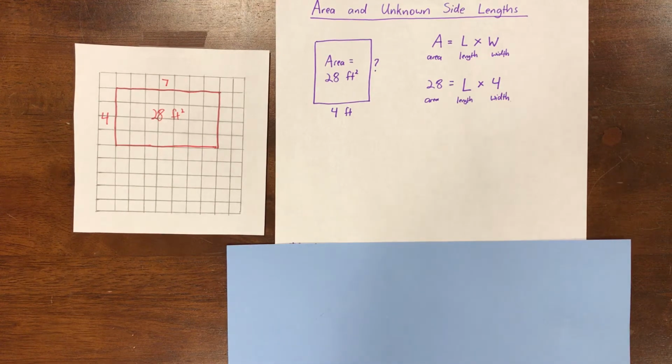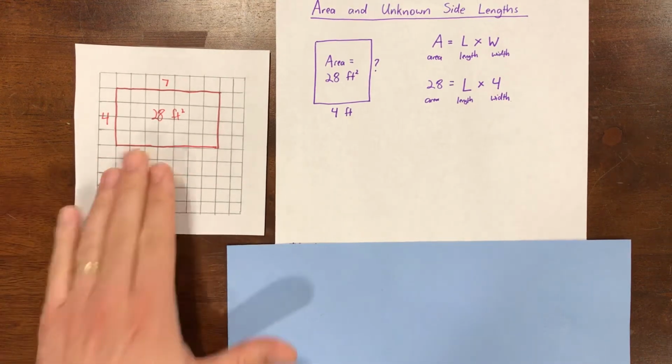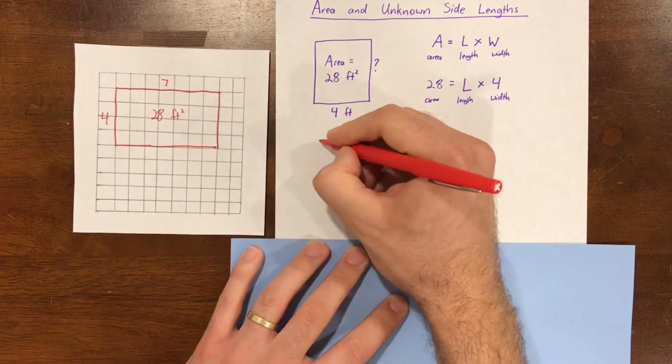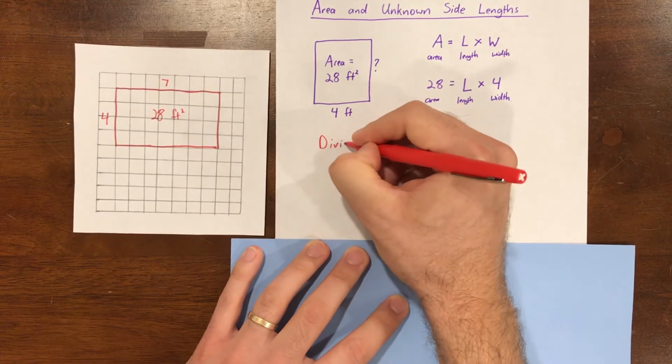But what if we didn't have grid paper? How could we solve then? Say it out loud. Yeah, we could use the area formula to help us. And one way to use the area formula to help us would be to use division.